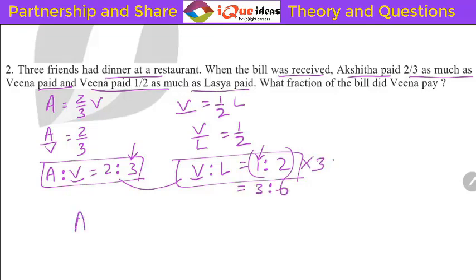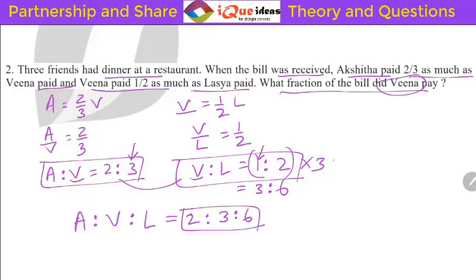This gives us A is to V is to L. The ratio will be 2:3:6, right? Now what does this mean? The question is asking what fraction of the bill Veena paid.